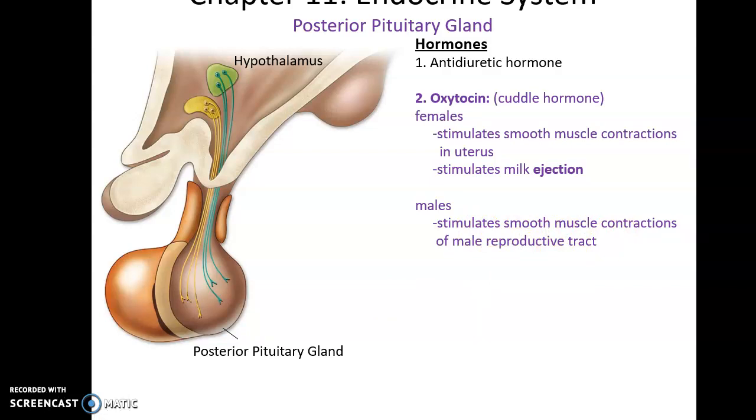However, it has also been found that oxytocin has another apparent effect. It makes people more trusting of other people, more caring about other people. So oxytocin is sometimes called the cuddle hormone. It's thought perhaps that the large amounts of oxytocin during the childbirth process helps the woman bond with the infant. But it also has similar effects in males. All right, that is it for this part of chapter 11.